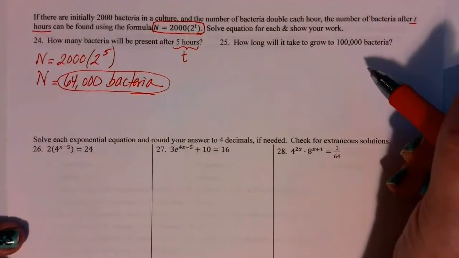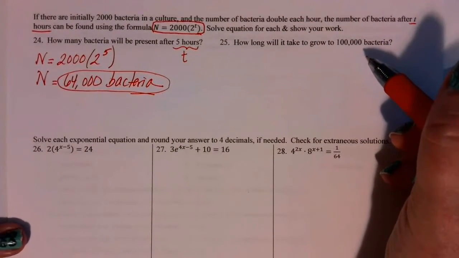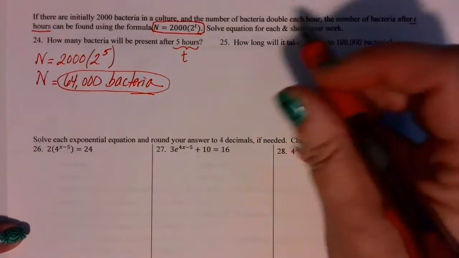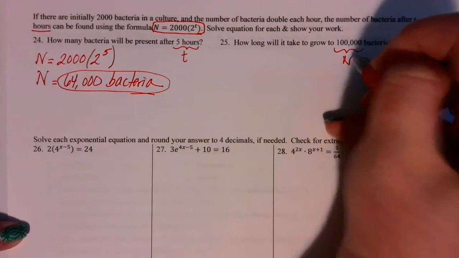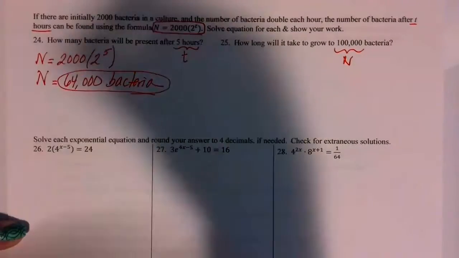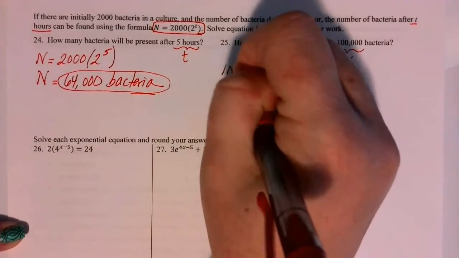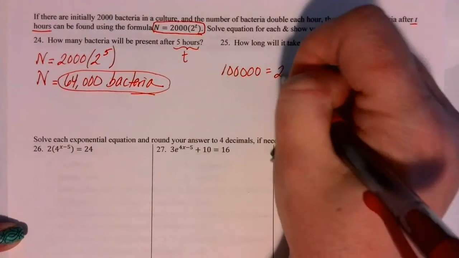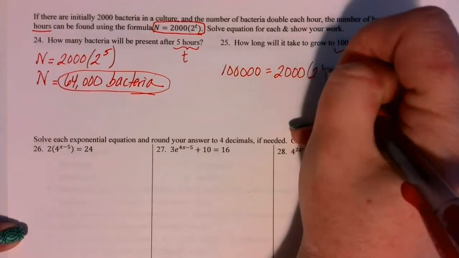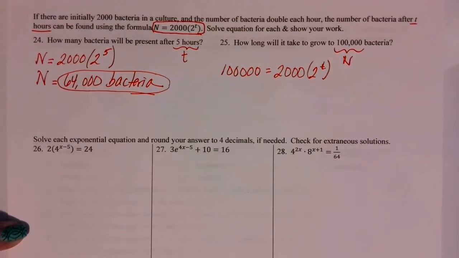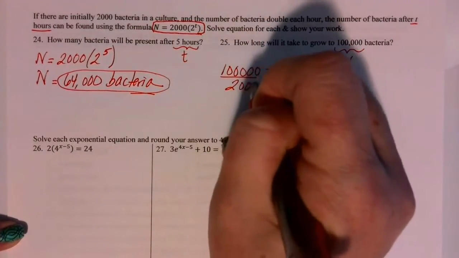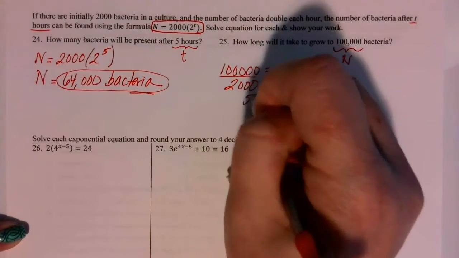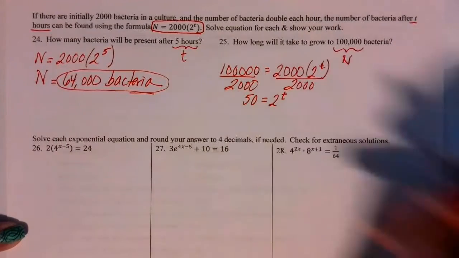Okay, how long will it take to grow 100,000 bacteria? So the number of bacteria, which is N, is 100,000. So we're going to substitute that 100,000 for N. We'll have 100,000 equals 2,000 times 2 to the T, and we want to solve for T to find the number of hours. So we'll start by dividing both sides by 2,000, and 50 then is equal to 2 to the T power.